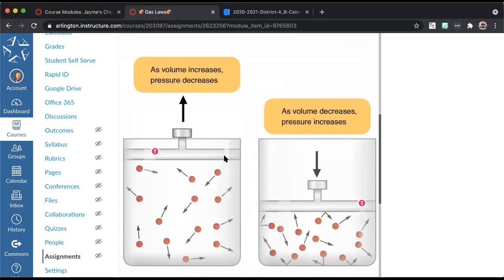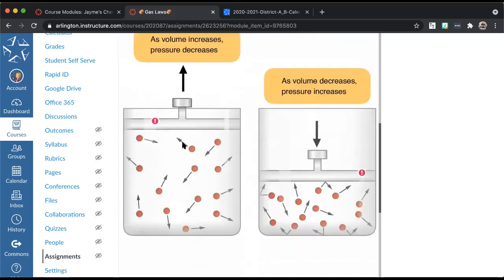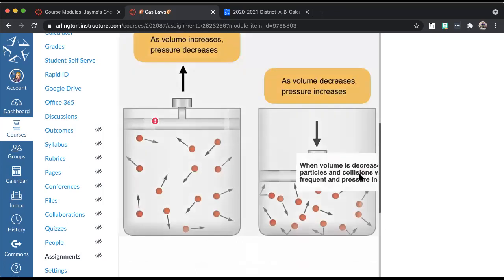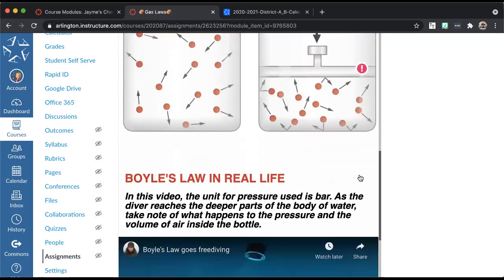And there are some more things down here. You can look at the animations. There's some information you can click on here that really just goes over what I said about pressure and volume and how they relate.